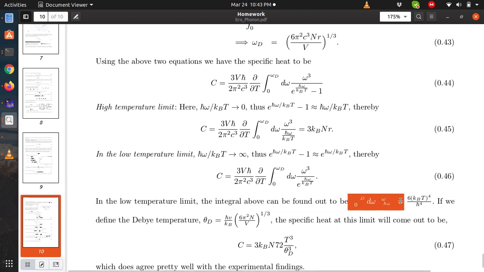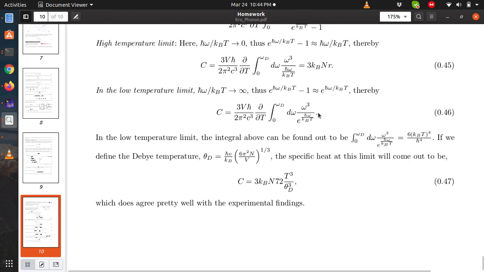Now this integration here will look like this, because remember you have h bar omega divided by kBT to be high. That means kBT divided by h bar omega would be a low quantity. So we take only the leading term here, and the rest of the terms we are going to neglect again. This integration would then be just something related to T to the power 4.